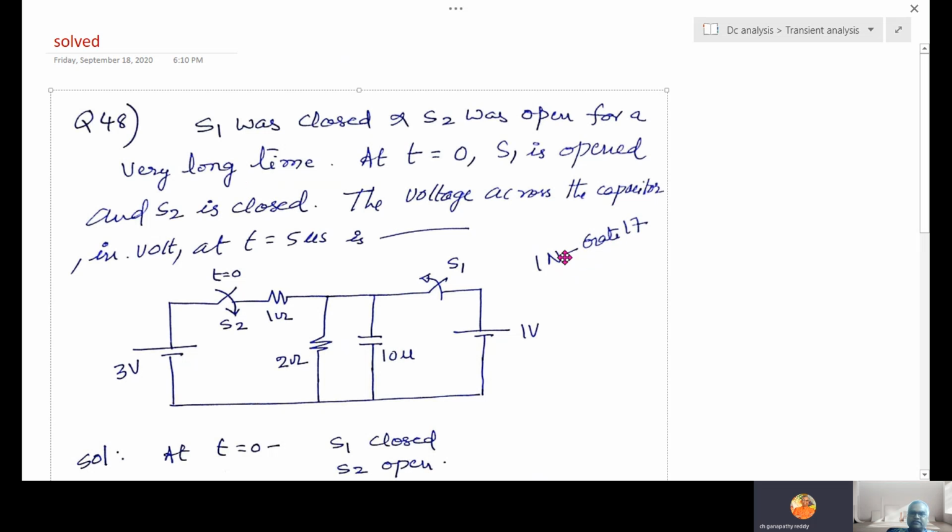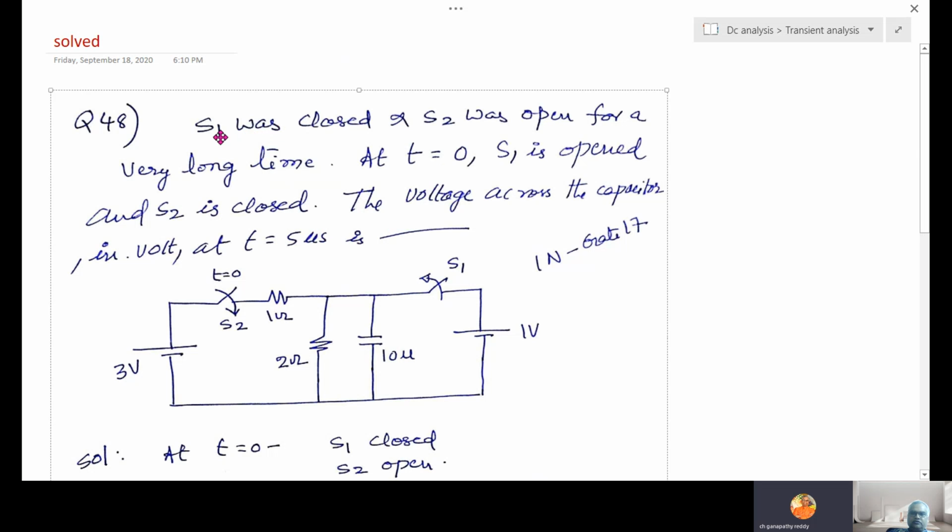This was asked in GATE 17. Switch S1 was closed and S2 was open for a very long time. At t equal to 0, S1 is open and S2 is closed. Find the voltage across the capacitor in volts at t equal to 5 microseconds.